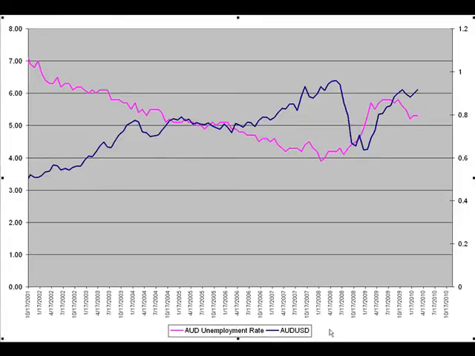The next chart shows us the Australian unemployment rate. That's the violet line. The blue line, the Aussie dollar currency pair. Over time, as unemployment falls in Australia, that bodes well for the Aussie dollar. The Aussie dollar tends to go up as unemployment falls. If we see unemployment rate continue to fall, with holding steady right now at 5.3%, but if we see unemployment continue to fall, we would likely expect to see the Aussie dollar continue to rise.